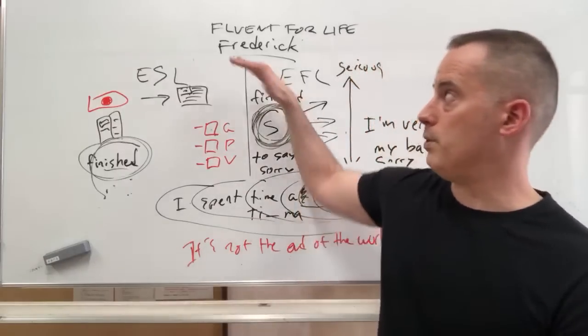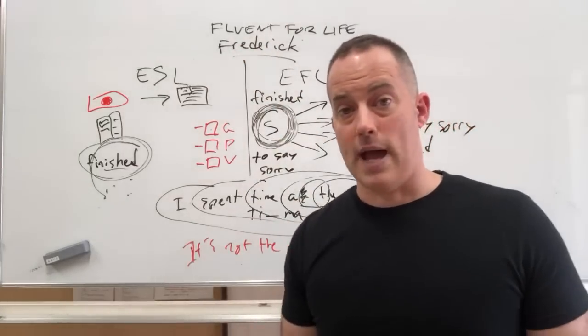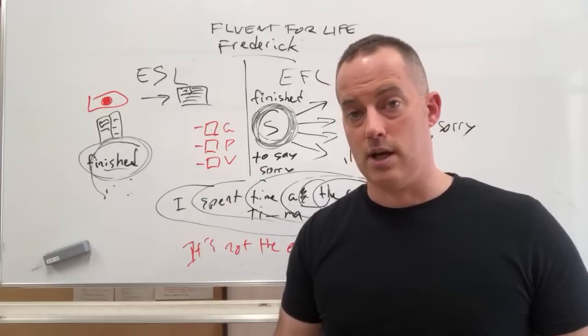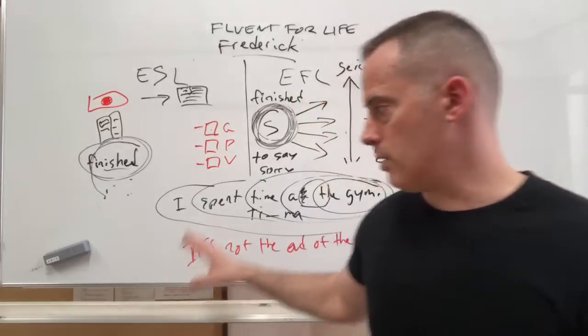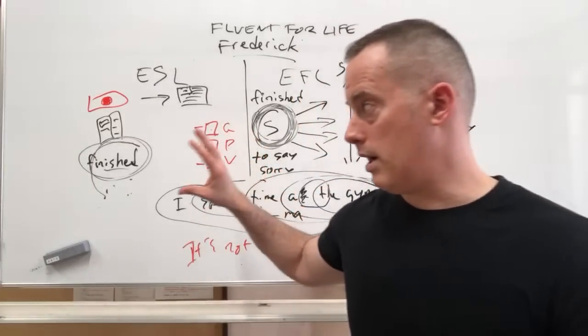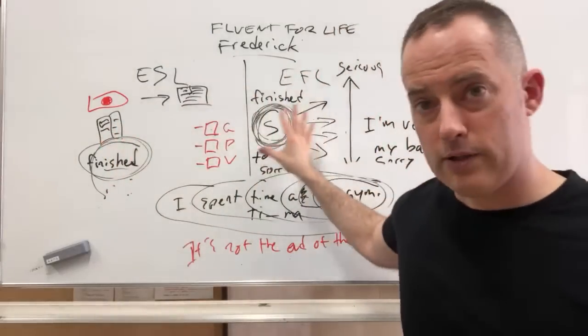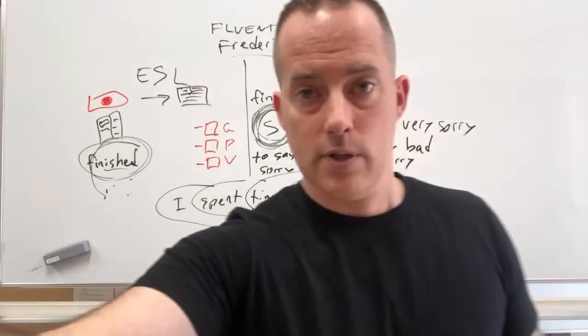So when you get in Fluent for Life, it basically teaches you how to communicate well in business or conversational situations, but the same way a native would. So we're going to try to take you, instead of learning through your native language, we're going to help you learn it all in English. And that's how you become a good speaker.